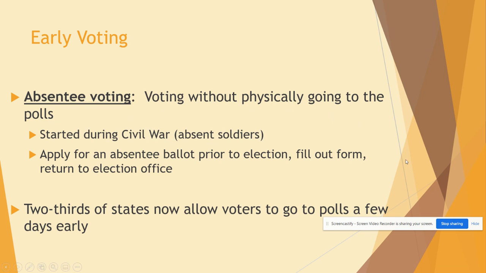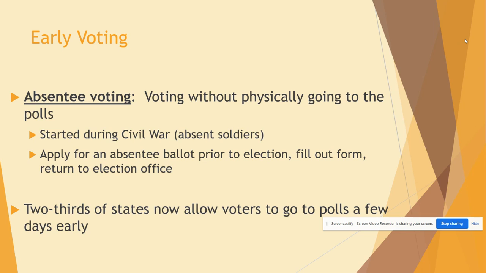Absentee voting is becoming more and more popular. This is voting without physically going to the polls. This started in the 1860s to help soldiers who were fighting in the Civil War who weren't able to vote. So without absentee voting, the requirement is that you go to your polling place, which is in your neighborhood, to cast your vote. And this is difficult for the soldiers who were serving the war, so absentee voting started for that reason.